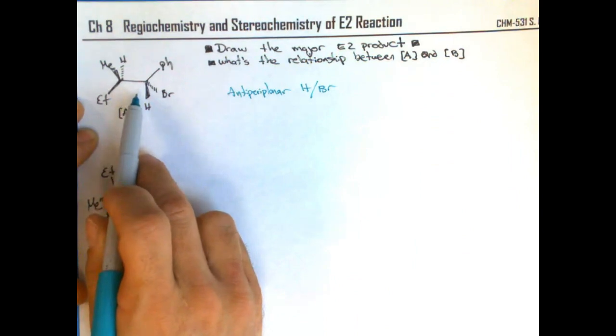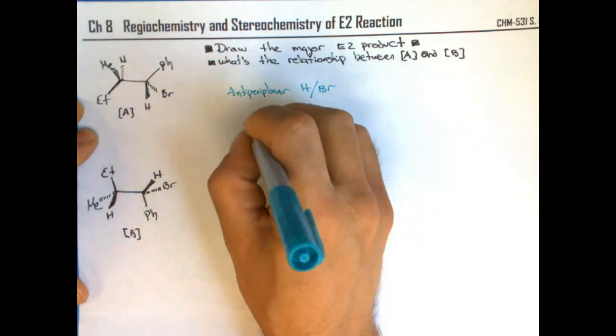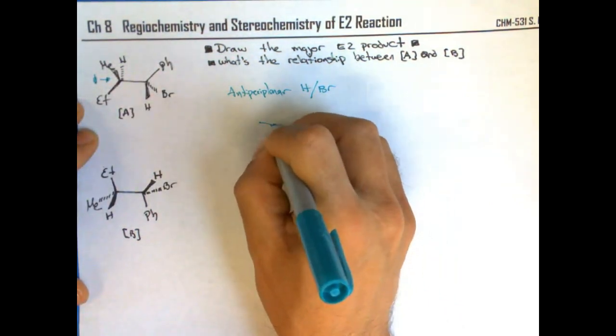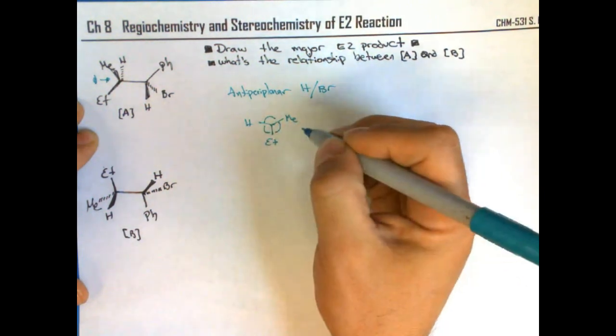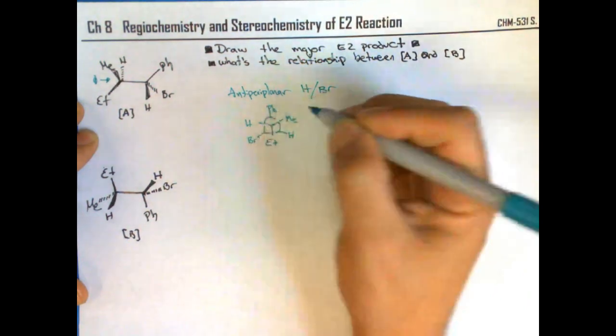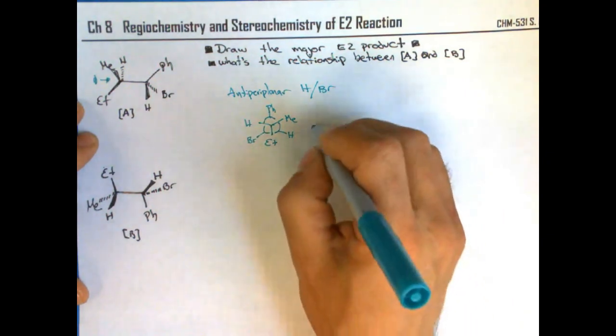The way it is drawn now, it's not. And so we have a couple of options. You can either do it with a Newman projection first. So if we look down this way, what we have is something like this: ethyl, methyl, H. And then we have H, bromine on the left, phenyl on top. This is still not antiperiplanar, so we need to move this hydrogen and this bromine into an antiperiplanar relationship.